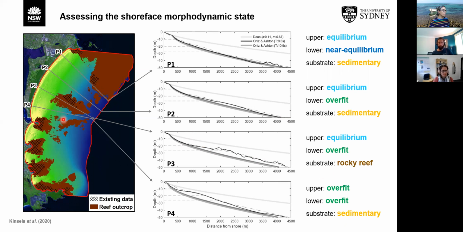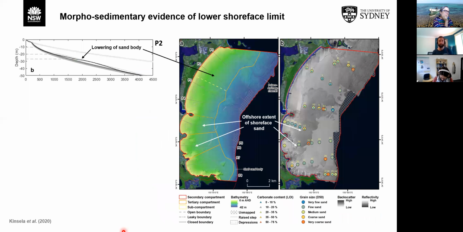And as we come even further south, there's a large sediment lobe outside the inlet of Lake Illawarra here. So there are some big sedimentary and geological influences on shoreface geomorphology in this setting that we're able to assess through that process. So that's the morphodynamic state.